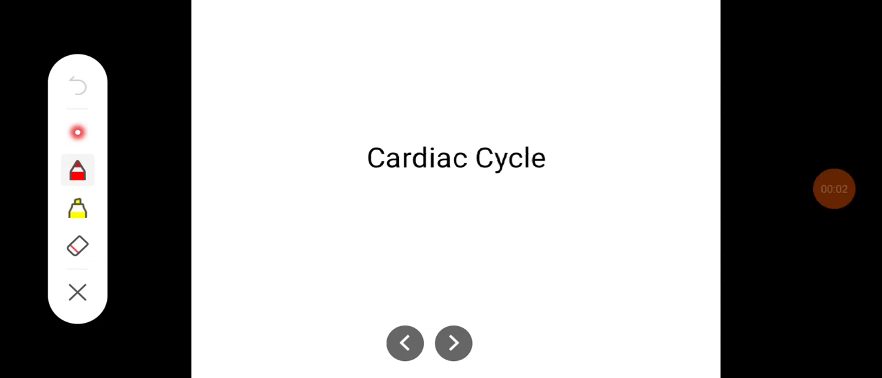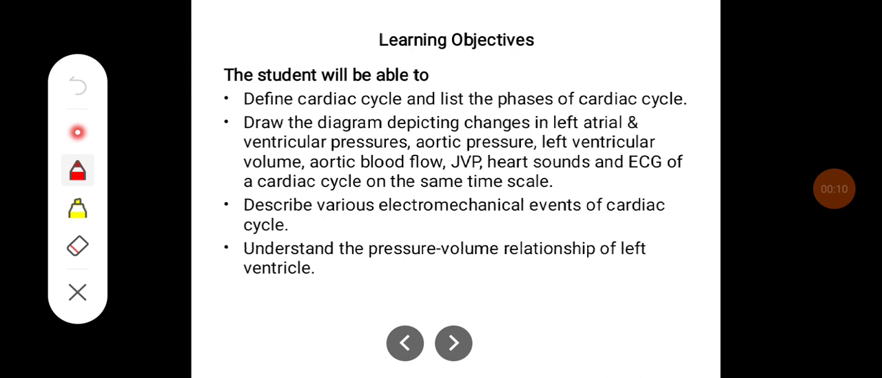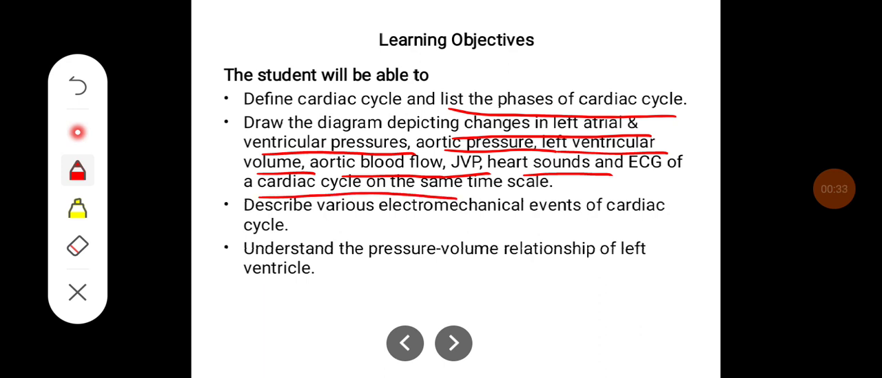Hello everyone. In this class, we'll try to learn about the events that take place during each cardiac cycle. The learning objectives of this class are to define the cardiac cycle and list its phases, draw the diagram depicting changes in left atrial and ventricular pressures, aortic pressure, left ventricular volume, aortic blood flow, JVP, heart sounds, and ECG of a cardiac cycle on the same time scale, describe various electromechanical events of the cardiac cycle, and understand the pressure-volume relationship of the left ventricle.